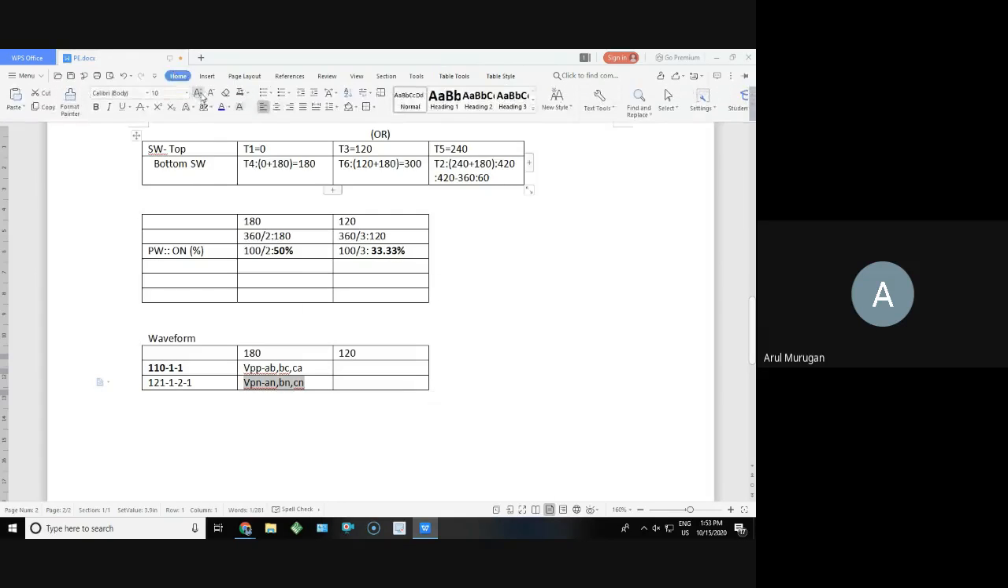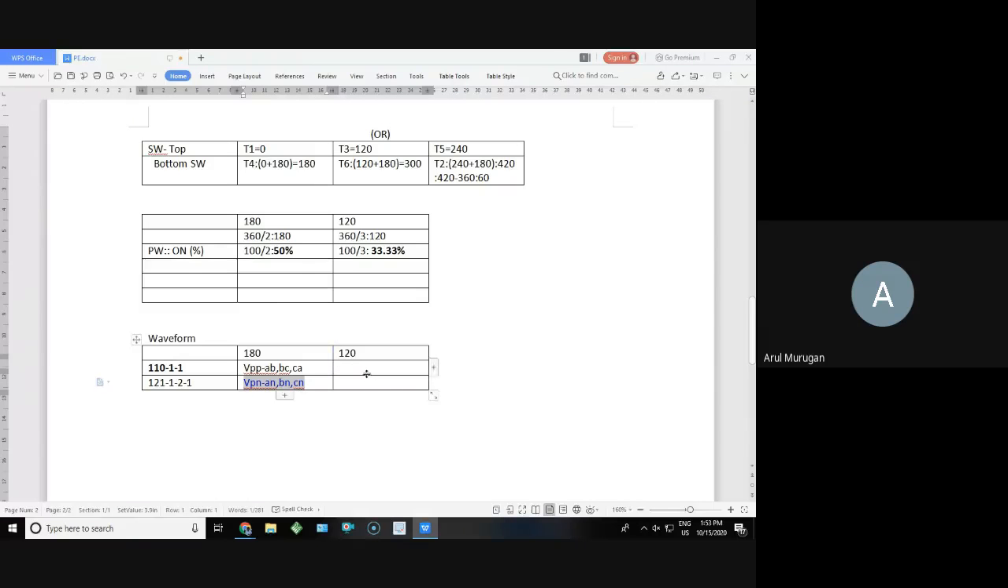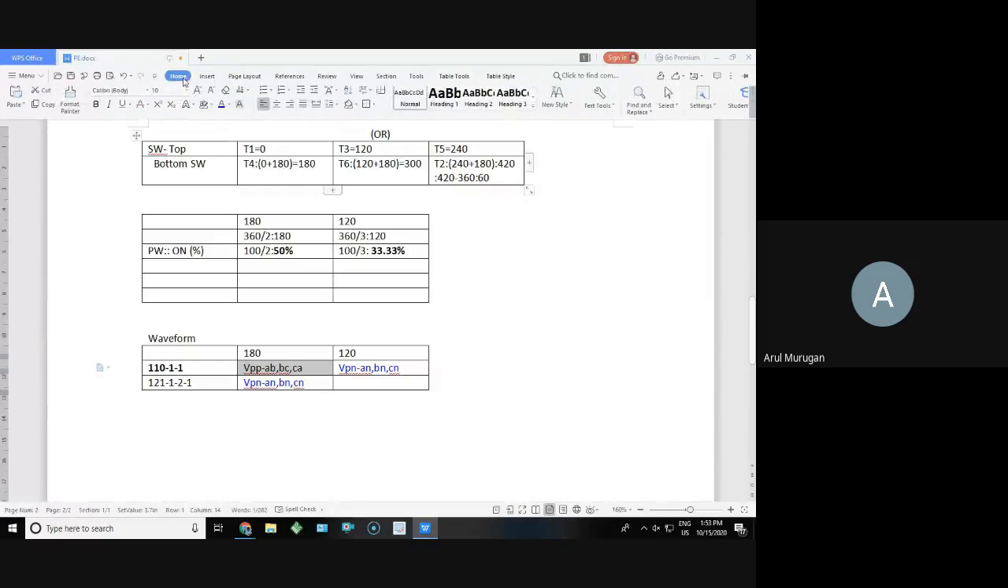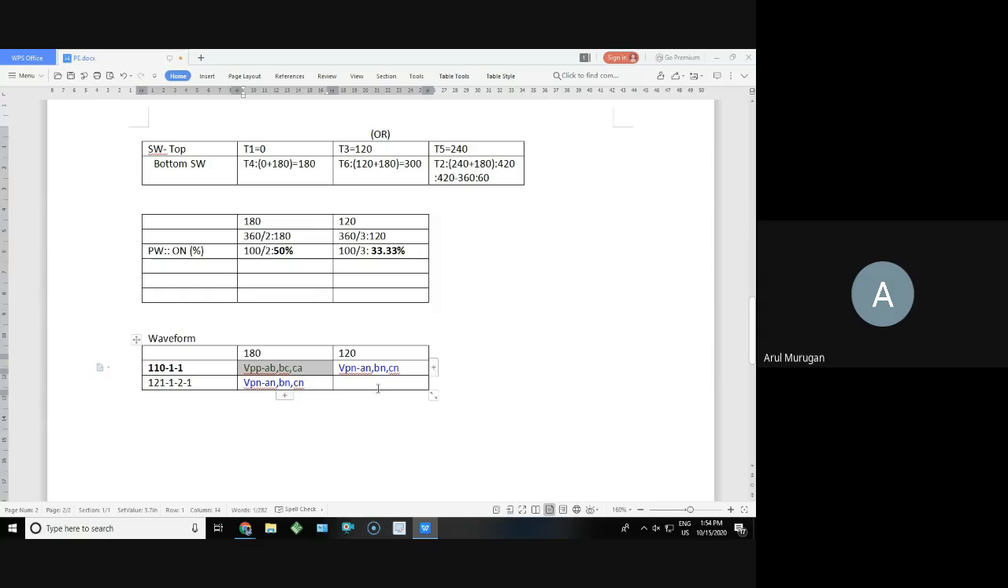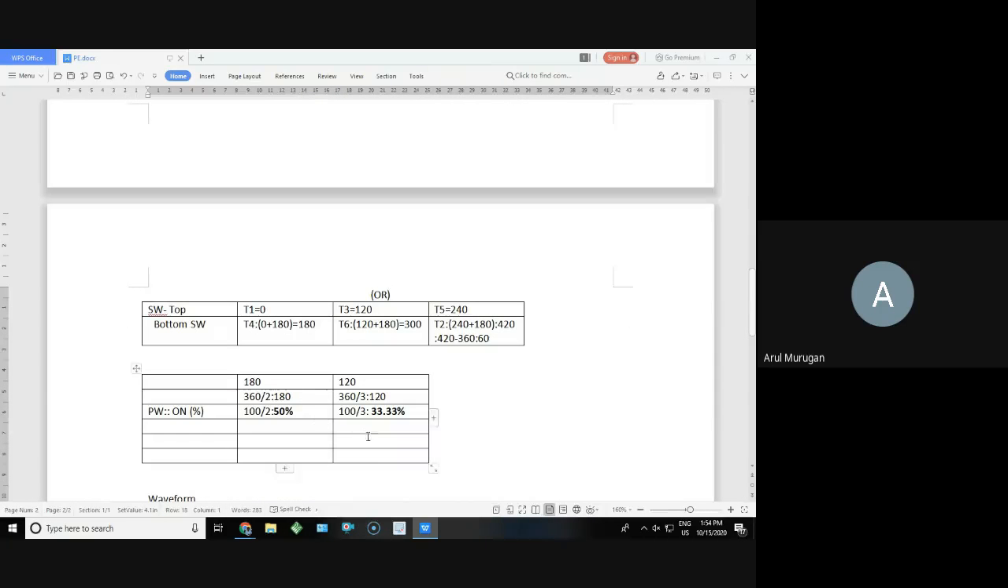Then for VPP and the rest, you just copy it. I am going to do the colors. So copy it and paste it, and this is the waveform. This is the same waveform. You can do one color, green color, copy and paste. This is the only differentiation. The waveform-wise difference is between the 180 degree mode and the 120 degree mode. So that's all about the 180 degree mode and 120 degree mode.